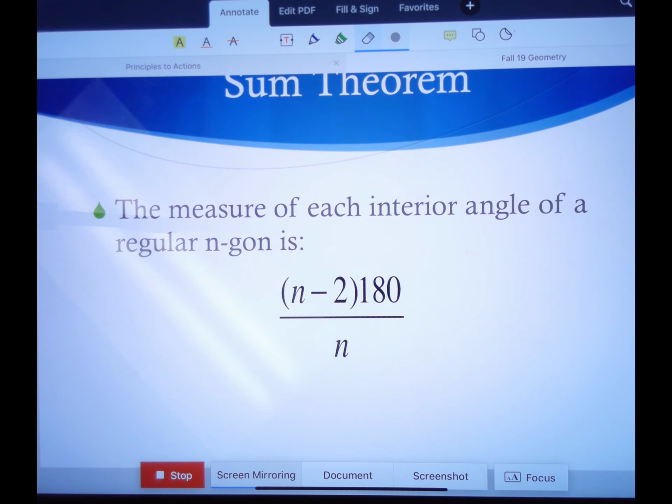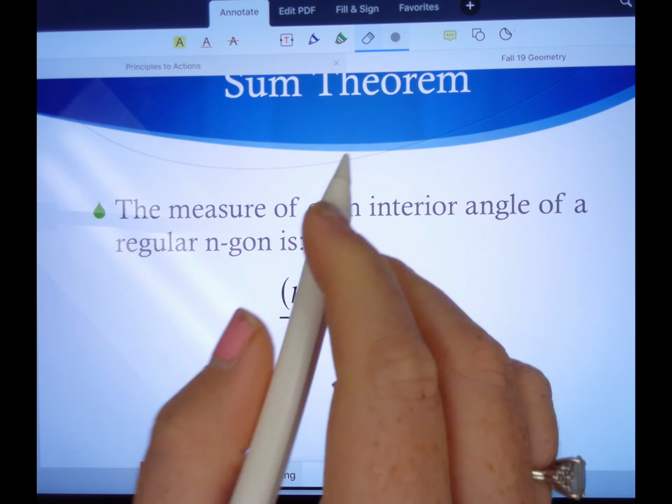The numerator is the same as the total number of degrees of any polygon, right? And then we're dividing it by n, which is the total number of sides or total number of angles. How come this has to be a regular polygon now? This doesn't work for just any polygon. It has to be a regular polygon. Why?